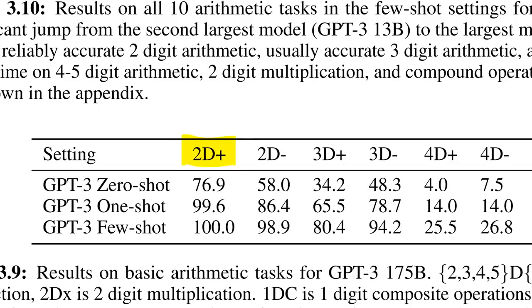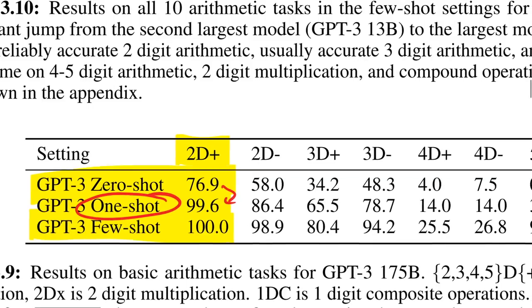So look at the two-digit addition. With zero shot, you already get 76%, but with one shot, you get 99%, and with few shot, you get 100%. If you interpret this model as simply filtering the training data to pattern match, then it makes a lot of sense that the one shot examples here would give you a much improved result.